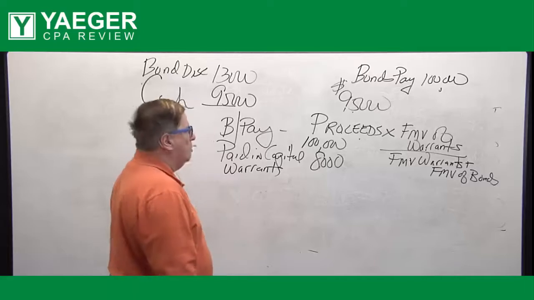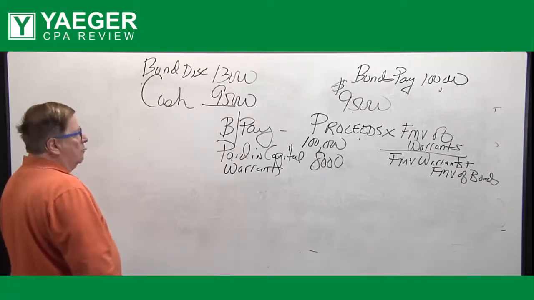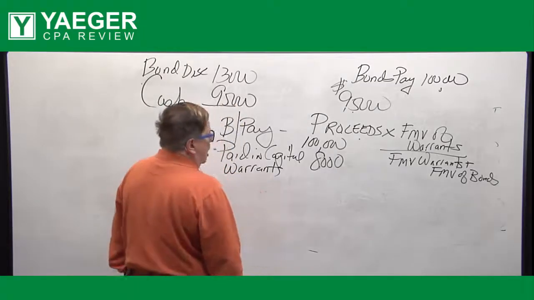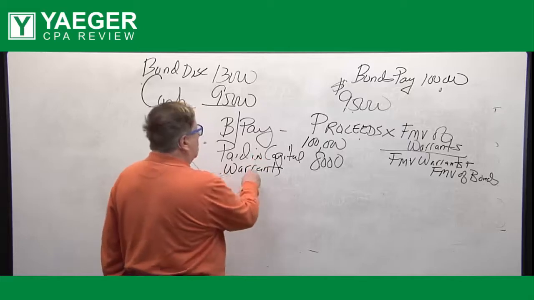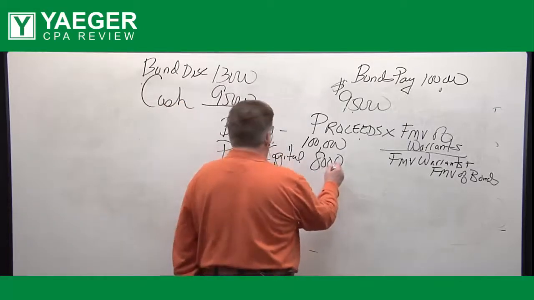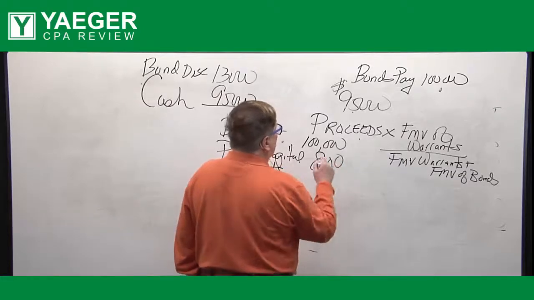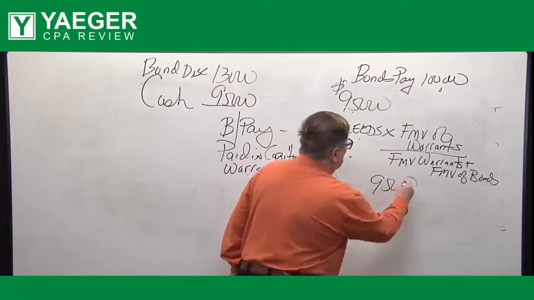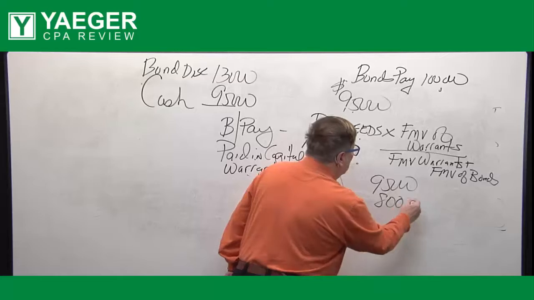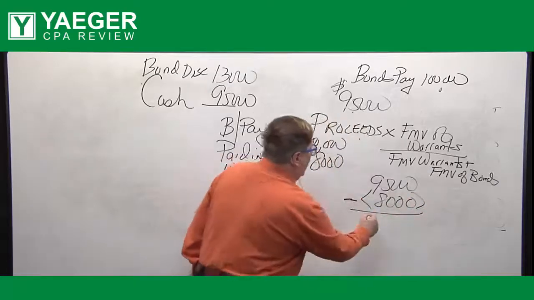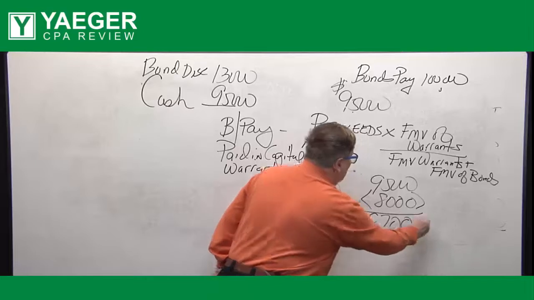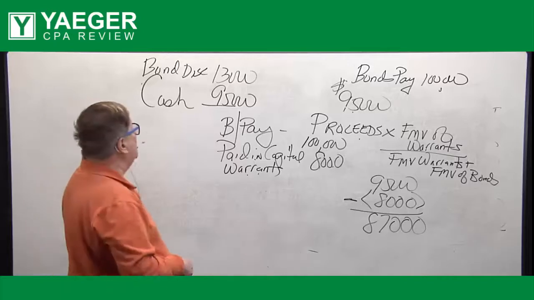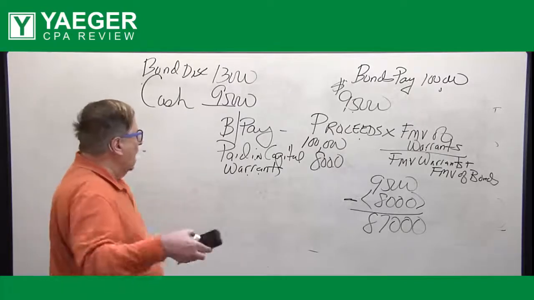What happens if you just know the fair market value of the warrants? Well, if you know the fair market value of the warrants, this is what you do. You don't know the fair market value of the bonds. So, you'll credit paid in capital warrants for the fair market value of the warrants. And then the balance of the proceeds. Now, the balance of the proceeds would be what? The 95,000 minus the 8,000. So now the balance is what? $87,000. And you're going to have to take that 87,000 and allocate it to the what? Bonds.